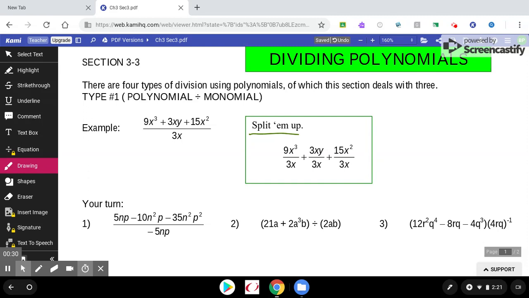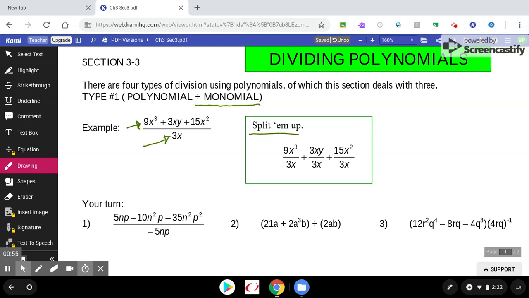So the split 'em up method is strictly for dividing by a monomial. The guy down here on the bottom of this example problem is a monomial. It doesn't say 3 plus x. It doesn't say 3 minus x. It just says 3x, one term. So if you think about it, you ask yourself this question: what's being divided by 3x? Well, everything on top is.